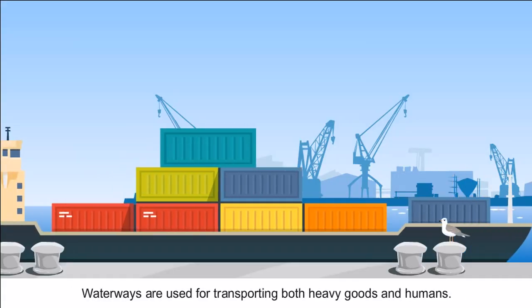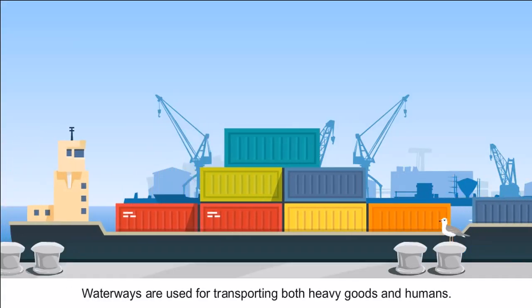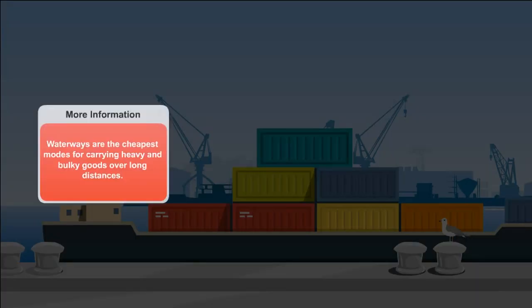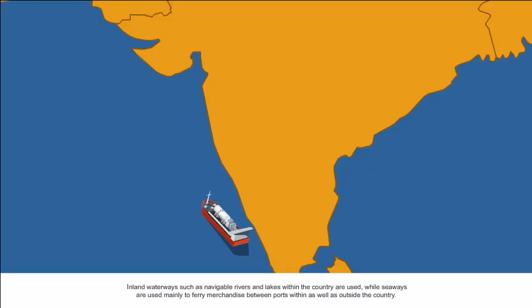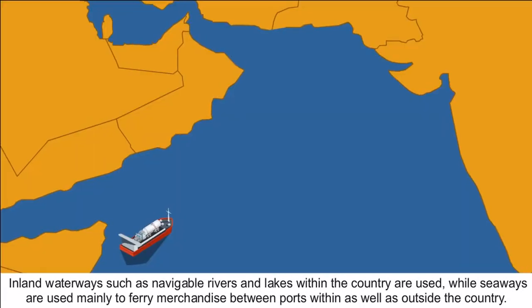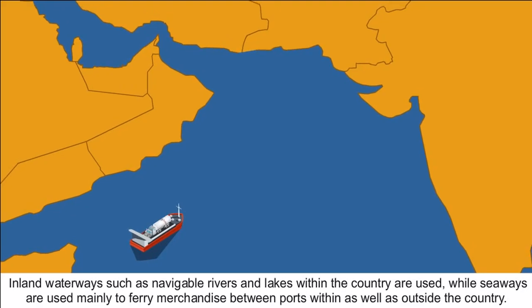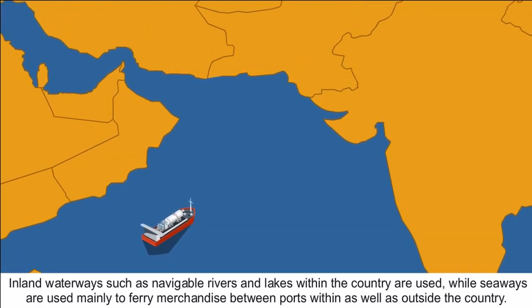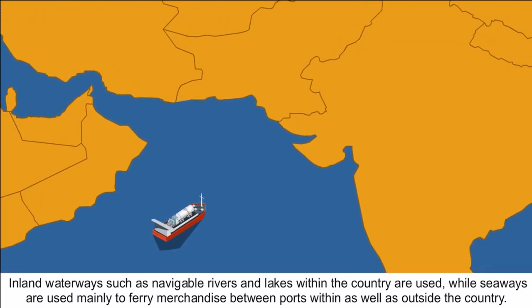Waterways are used for transporting both heavy goods and humans. Inland waterways such as navigable rivers and lakes within the country are used, while seaways are used mainly to ferry merchandise between ports within as well as outside the country.